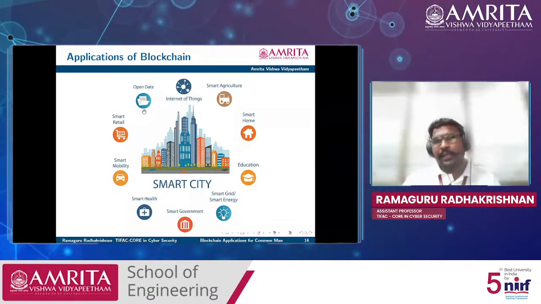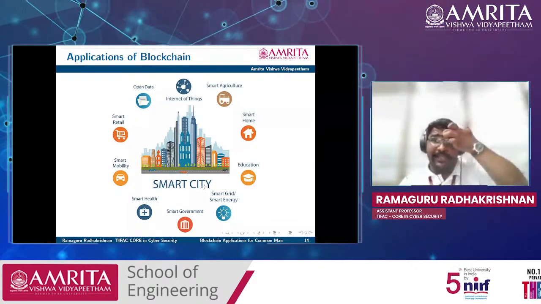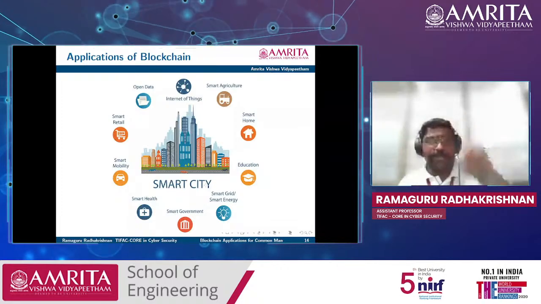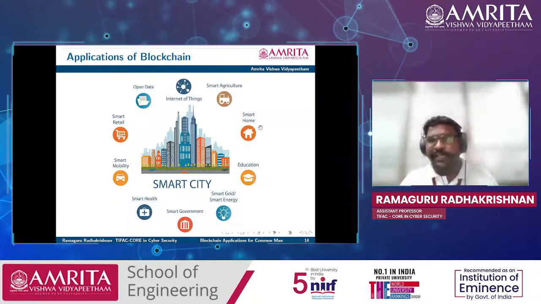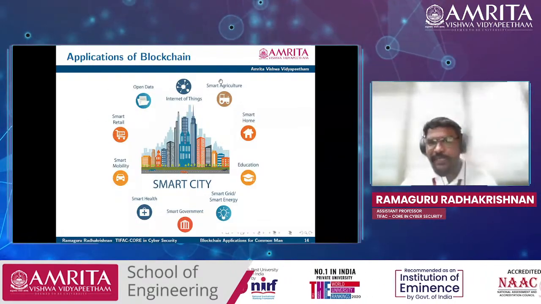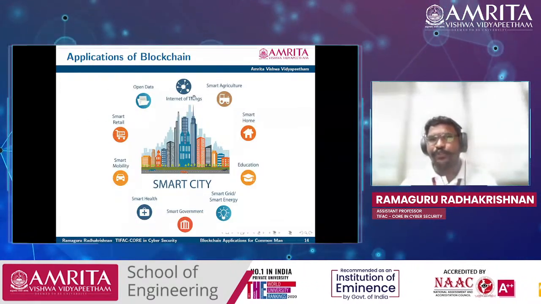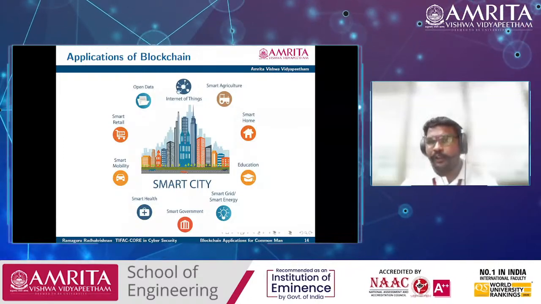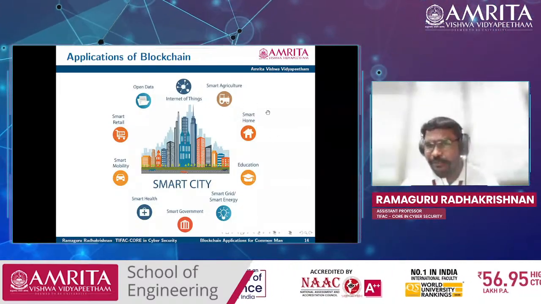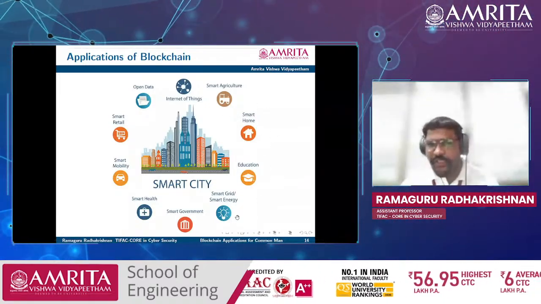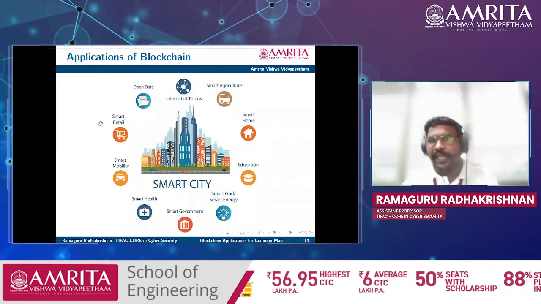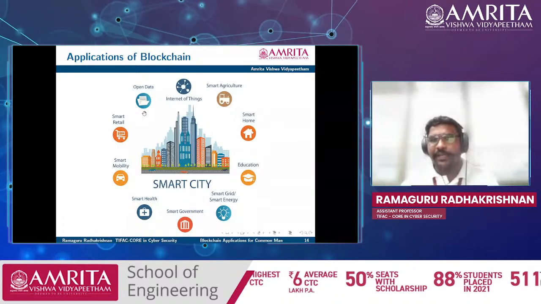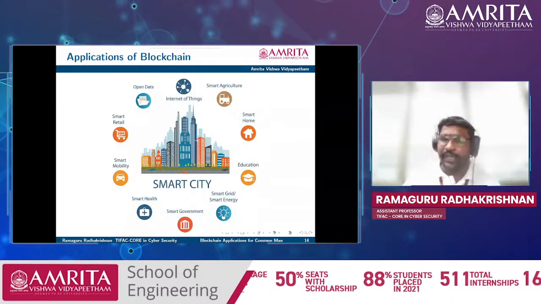So now looking at this smart city, this is one big place where blockchain has a lot of potential, because everything here is smart, right? There is smart agriculture, where you use a lot of IoT, there is a lot of data. Again, there is smart home and education, smart energy, smart government, smart health, everything is smart. That's why we call that a smart city, of course, right?